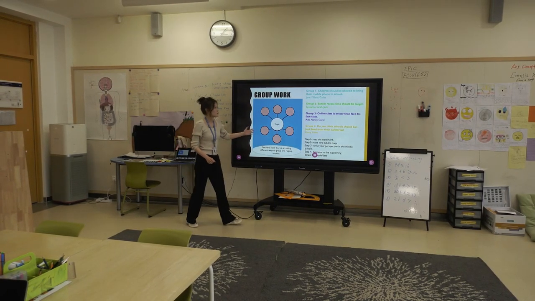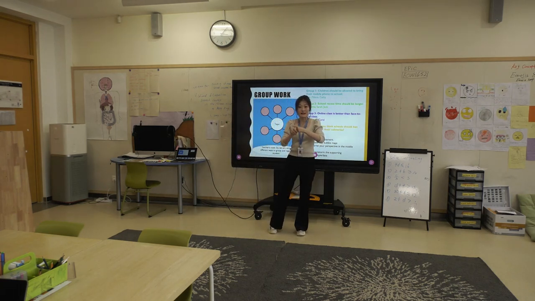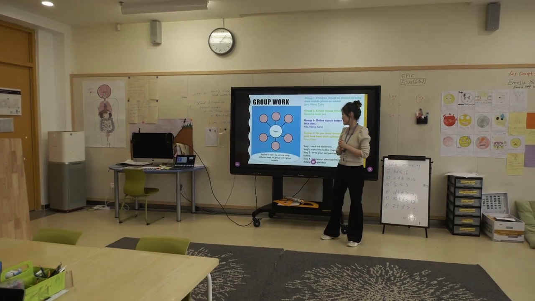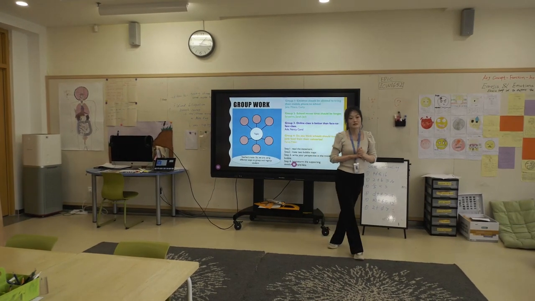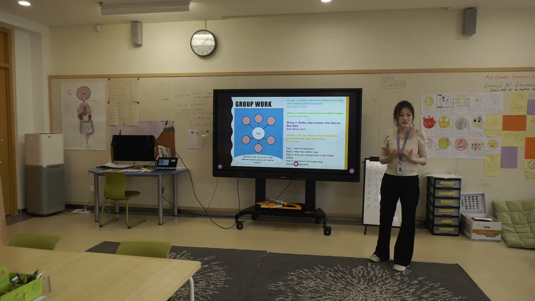Usually I group my students based on, number one, their language, number two, their English level, and number three, their readiness. How do you group them on their readiness? Like for some students, they might be more interested in a certain topic. Maybe I'll group them together. You can tell from their reactions during the mini lesson.